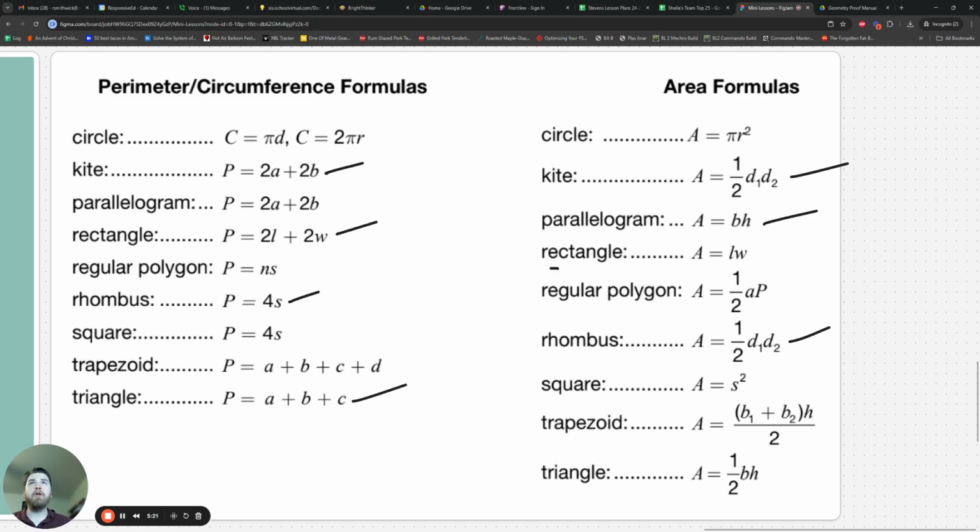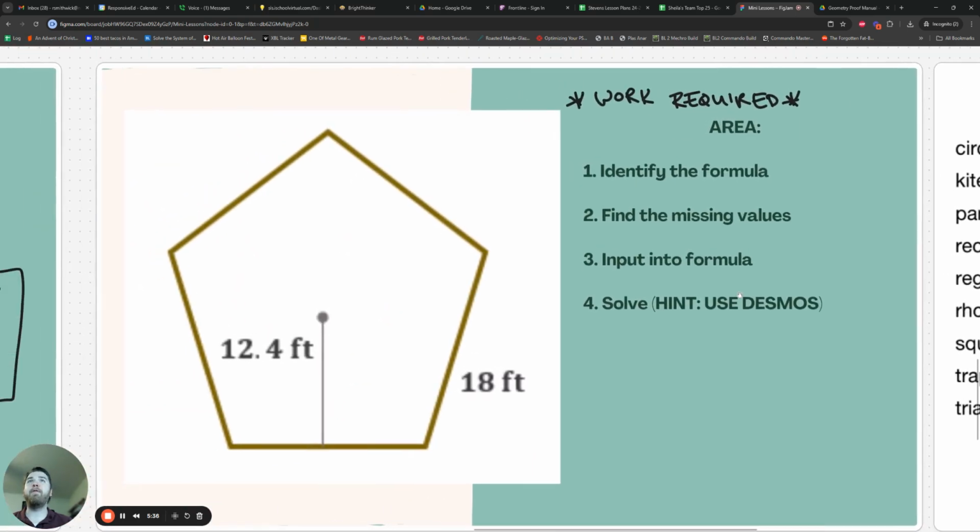But the big one that you're going to use on the test is going to be this guy right here. And that's the formula for area of a regular polygon. It's 1/2 apothem times perimeter. So we're going to pop back over here. So we're going to identify the formula. And so the formula we said was 1/2 apothem times perimeter. And so again, I'm just going to write that out. If you don't know what an apothem is, the proof manual is going to show you that right there.